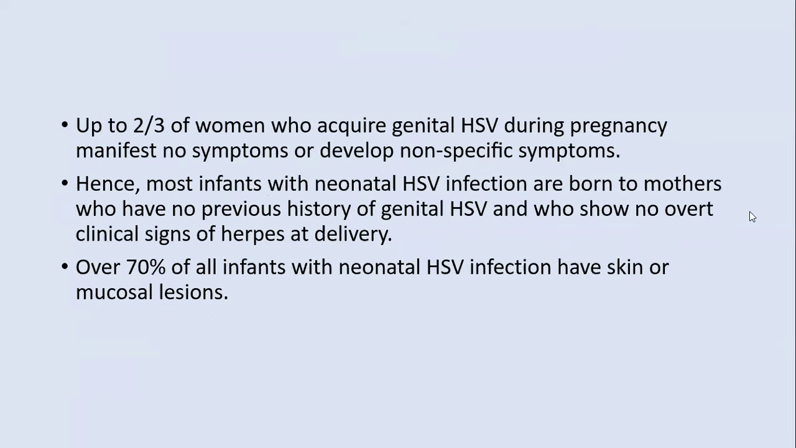Up to two-thirds of the women who acquire genital herpes simplex virus during pregnancy manifest no symptoms or develop only non-specific symptoms, so it is undiagnosed during the pregnancy and is a threat to the baby. Hence, most infants with neonatal herpes simplex virus are born to mothers who have no previous history of genital herpes and show no overt clinical sign. Then another figure is that over 70% of all infants with neonatal herpes have skin or mucosal lesions.